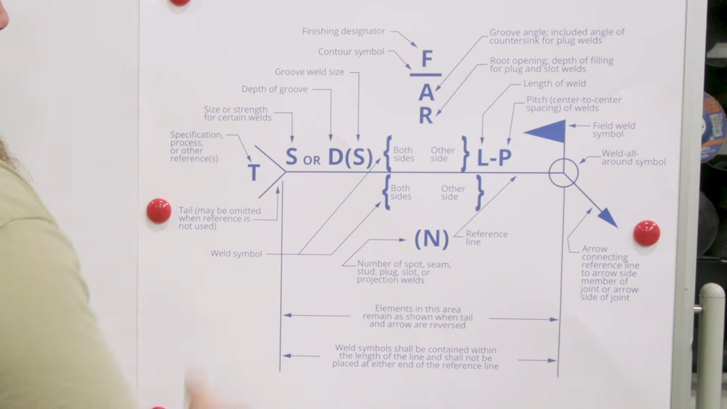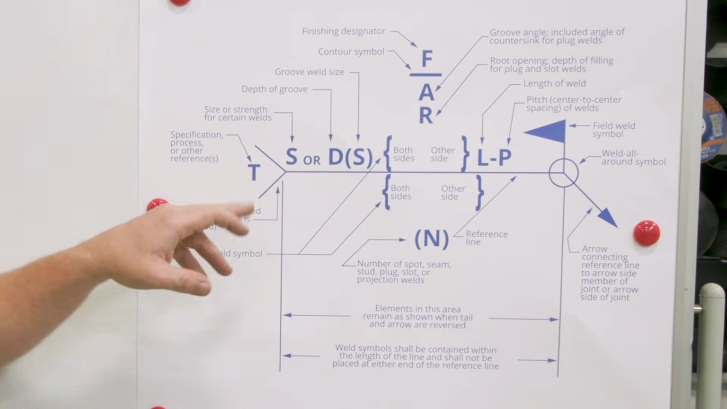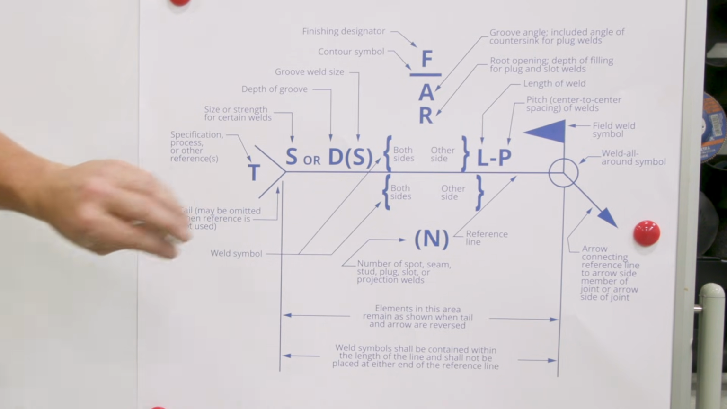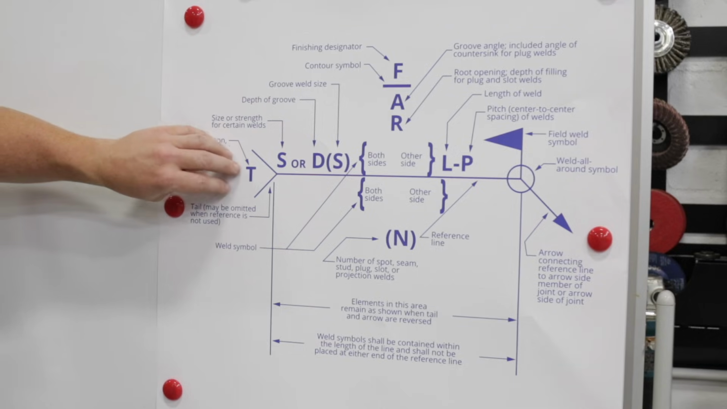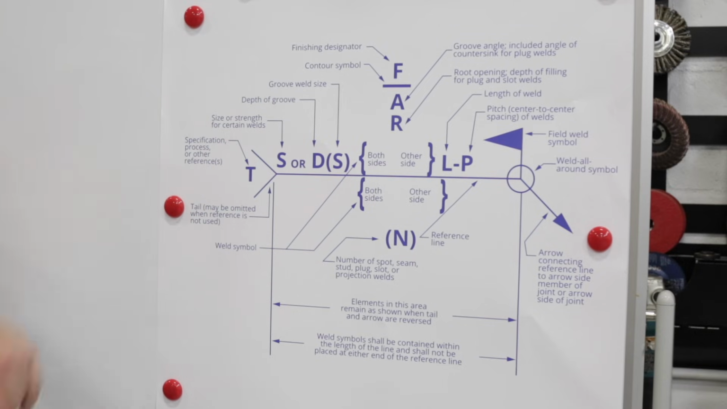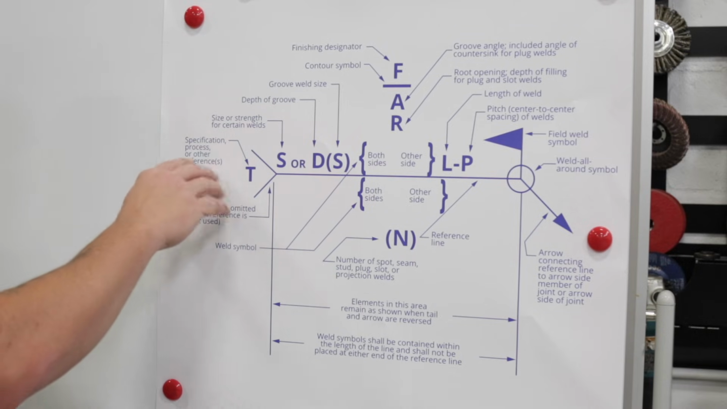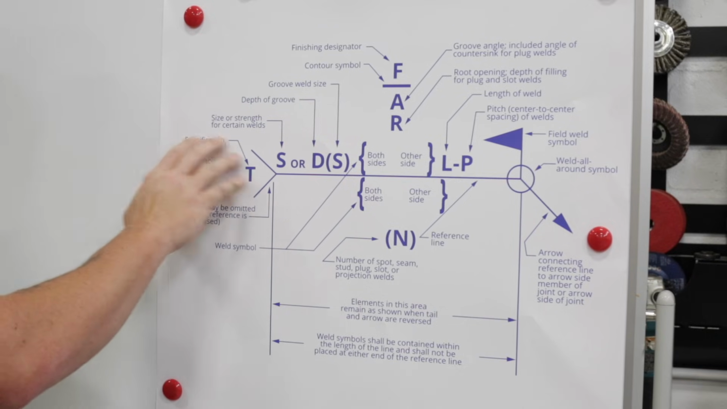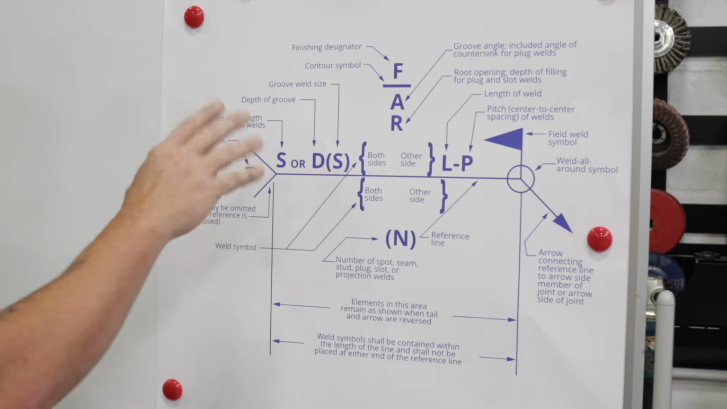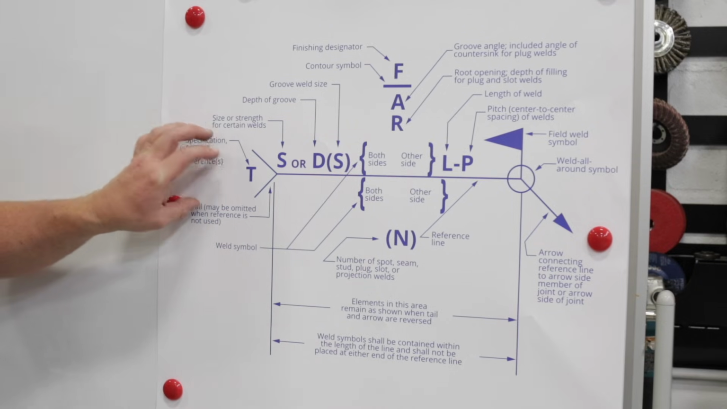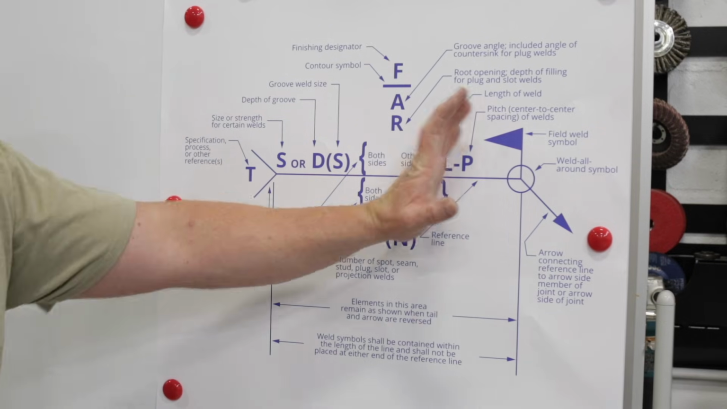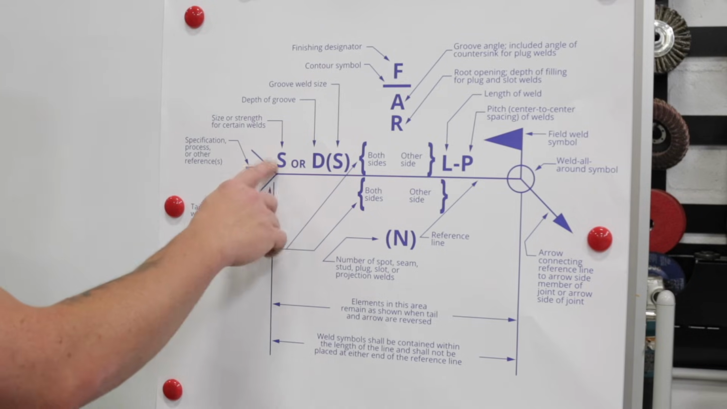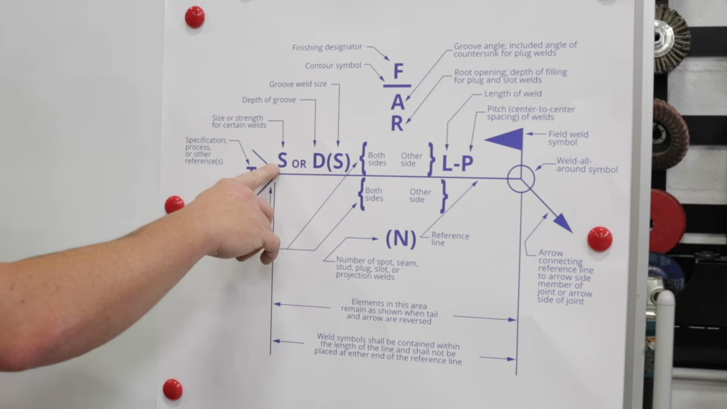So let's go ahead, we'll start talking over this side. The tail, we're going to find out specification, process, or other reference. So remember we talked about spacers and different things that we would find in this section of the tail. This is where that's going to be. So it could tell you SMAW, low hydrogen electrode. It could tell you what type of spacer you're going to use, what type of consumable insert. All kinds of information can be put in here that doesn't typically have a welding symbol or a supplementary symbol to cover that information.